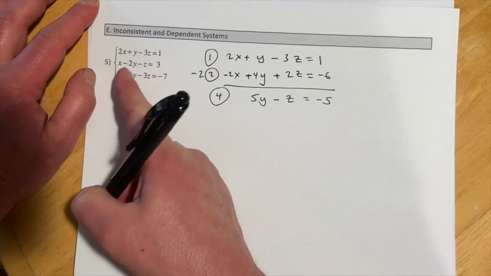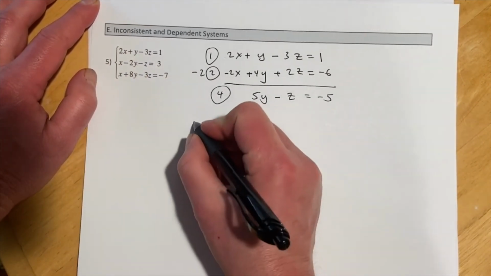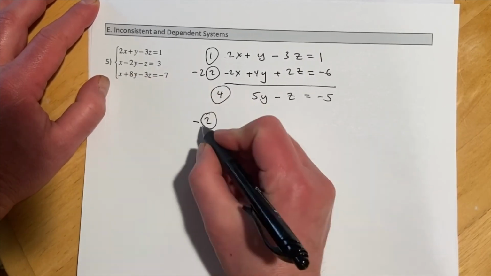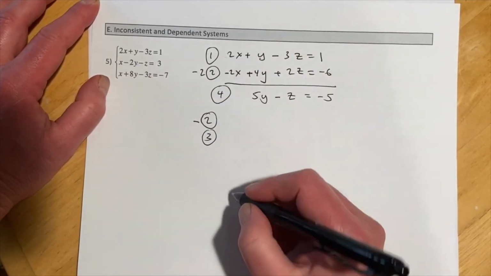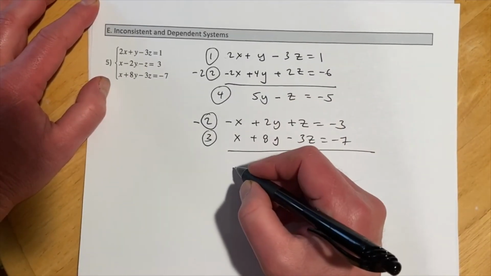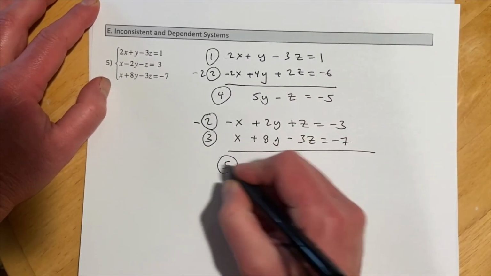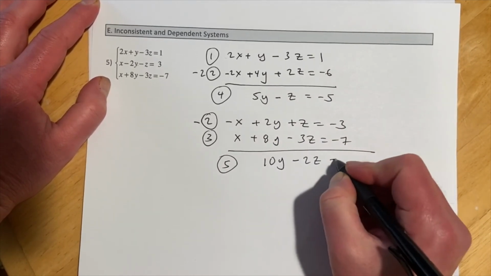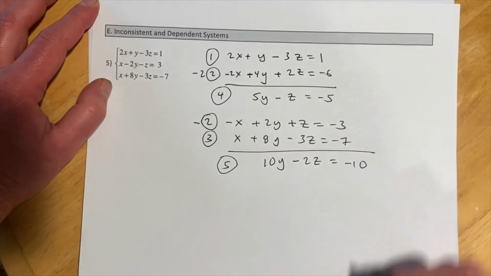And then I'm going to go, I think, the negative of equation 2, and then I'll add to that equation 3, and that's going to eliminate x again. Okay, so then putting those two together, the x's drop out as planned. This will be equation 5. And here I'm going to get 10y minus 2z equals negative 10.